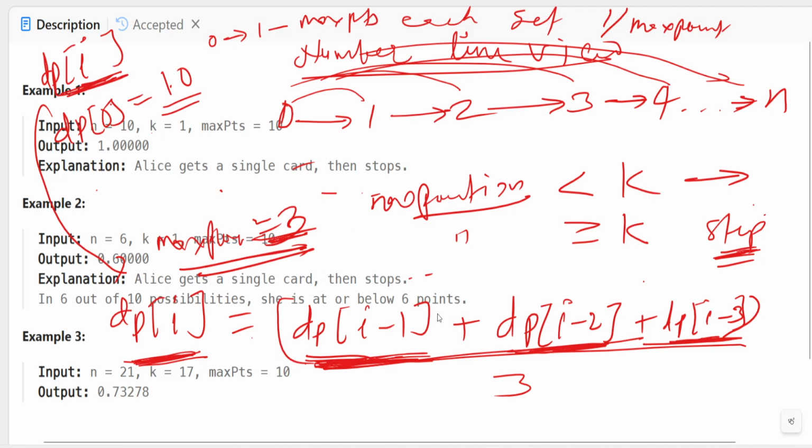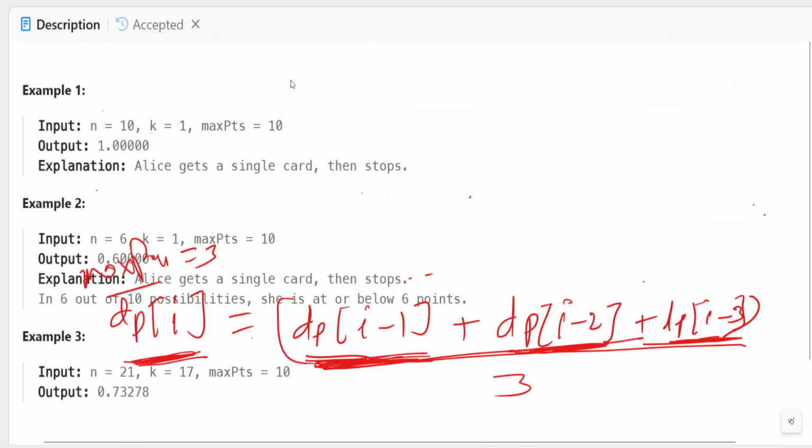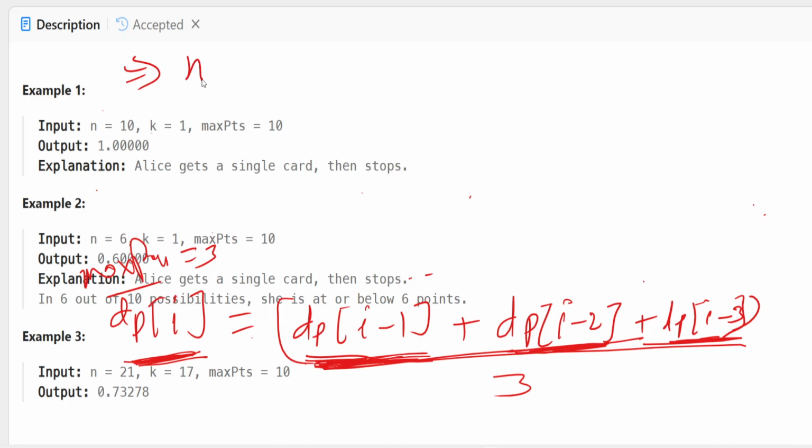So instead of recomputing each time, we'll keep a sliding window sum of the last max point probabilities, so we don't need to calculate again. Let me tell you how. Let's understand a small case. Let's take a very simple example: n equal to 6, k equal to 3, and the max point we have is 2.